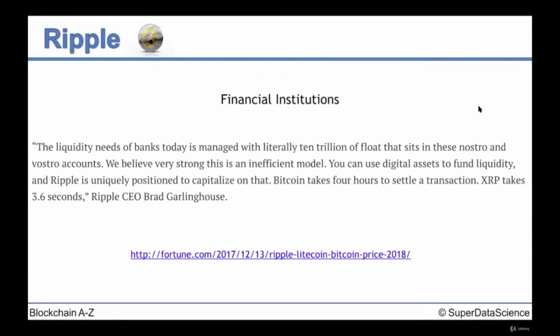And here we arrive at the financial institutions. And I mentioned earlier to try and keep liquidity in mind. One of the most interesting aspects about Ripple and what makes it highly attractive is that for financial institutions, it has such appeal related to liquidity. And we see a quote from Ripple CEO Brad Garlinghouse, who mentions the liquidity needs of banks today is managed with literally 10 trillions of float that sits in these nostro and vostro accounts. We believe very strongly this is an inefficient model. You can use digital assets to fund liquidity, and Ripple is uniquely positioned to capitalize on that. Bitcoin takes 4 hours to settle a transaction, where XRP takes 3.6 seconds. You can imagine the benefits of financial institutions being able to make these transactions in such a decreased amount of time. 3.6 seconds is almost lightning fast for a transaction time.